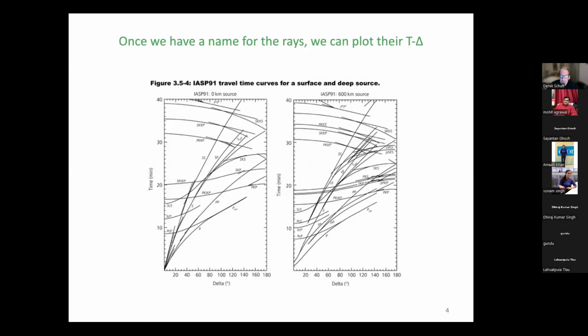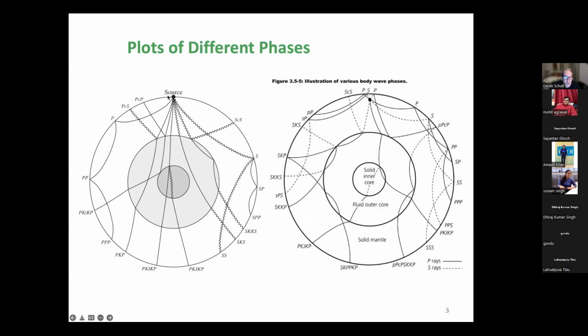So once we've defined the paths of our rays, we can plot their travel time versus delta. And again, delta is the distance from the earthquake based on if this is a source and this is the receiver at this S here, delta is the angle through the earth that is subtended between the source and the receiver. So 180 degrees would be just opposite the source.